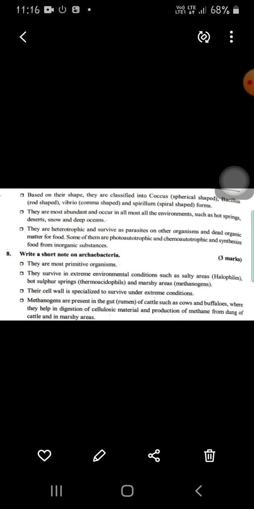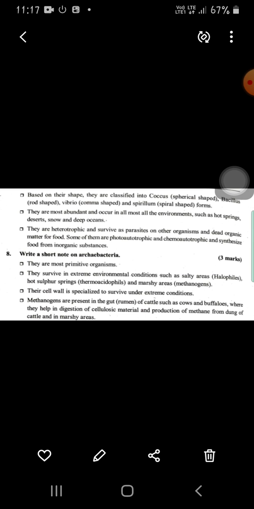Bacteria are heterotrophic and survive as parasites on other organisms or on dead organisms. And some of them are photoautotrophic or chemoautotrophic. Photoautotrophs live by sunlight, they make food from it, and chemoautotrophs live by chemicals. They may ask this for 3 marks, about the characteristics of bacteria.